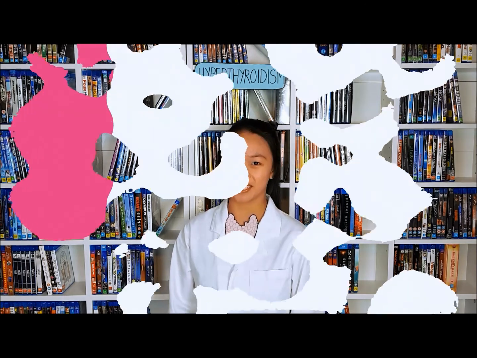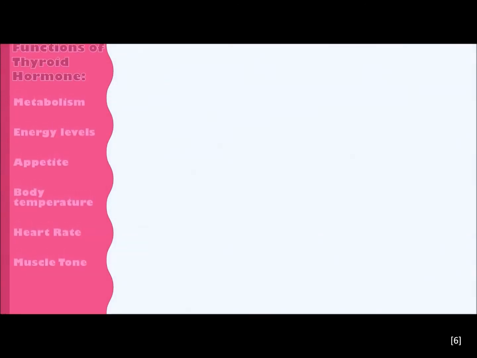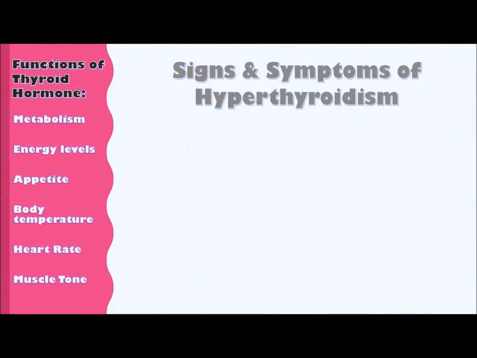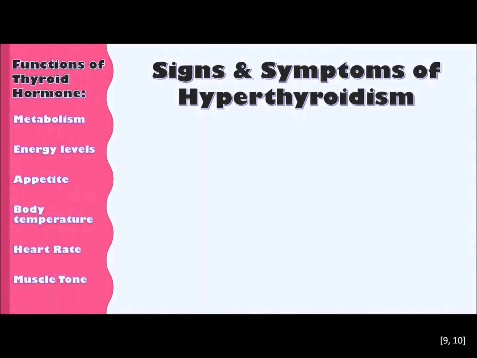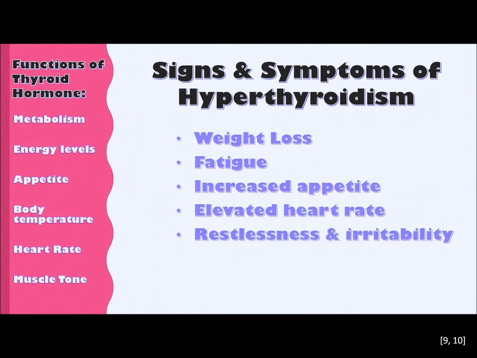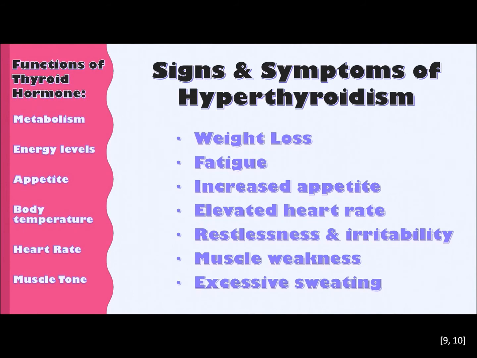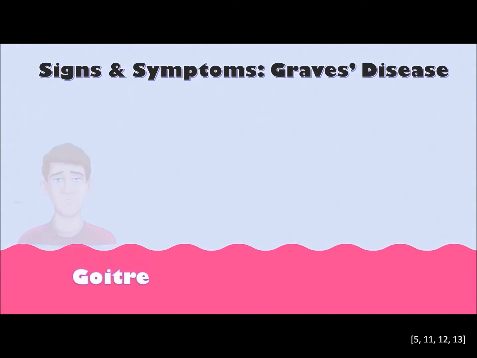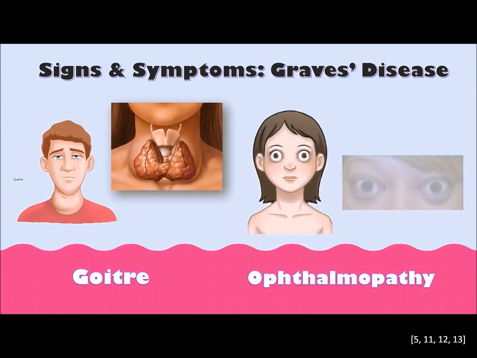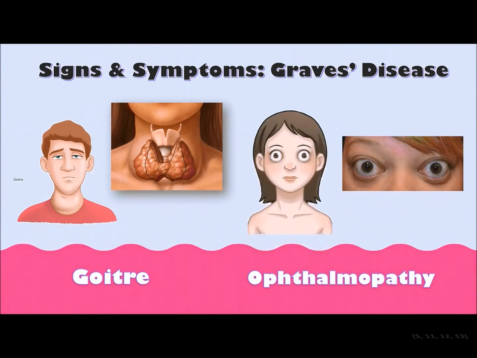So now that we know the pathophysiology of the main cause of hyperthyroidism, let's go explore some signs and symptoms of this condition. Keeping in mind the various functions of the thyroid hormone, in hyperthyroidism, where there is excessive amounts of thyroid hormone, it promotes a hypermetabolic state, which is characterized by sudden weight loss, fatigue, increased appetite, elevated heart rate, restlessness and irritability, muscle weakness, and excessive sweating. Other symptoms that are more common in Graves' disease include goiter, an enlarged thyroid gland, and ophthalmopathy, which is swelling of the soft tissue around the orbit, leading to protrusion of the eyes and dysfunction of the extraocular muscles.